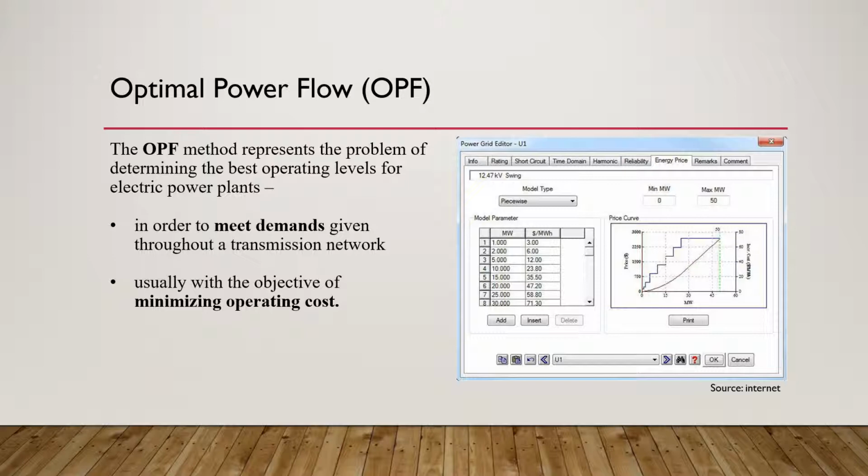Why do we need OPF? An electrical power system shall be not only secure and reliable, but economically optimal and efficient, meaning that electricity shall be provided minimizing generation costs and transmission losses, and in general, meeting several economic, operational, and environmental objectives and constraints.